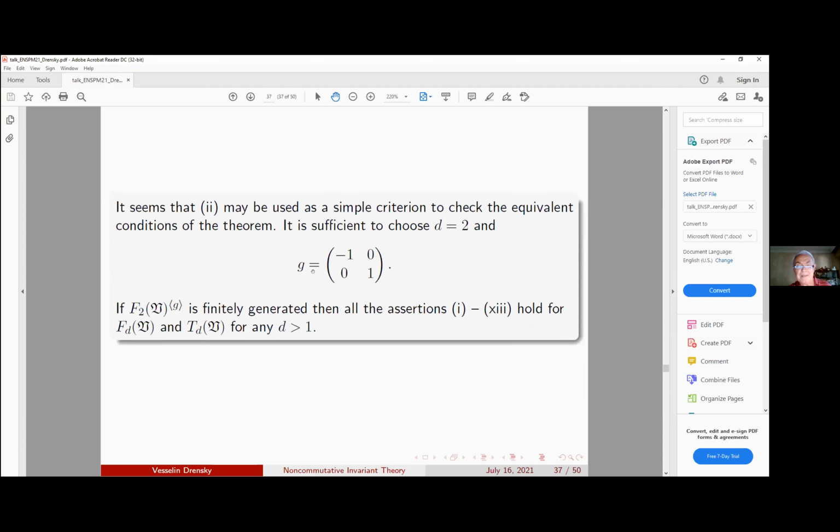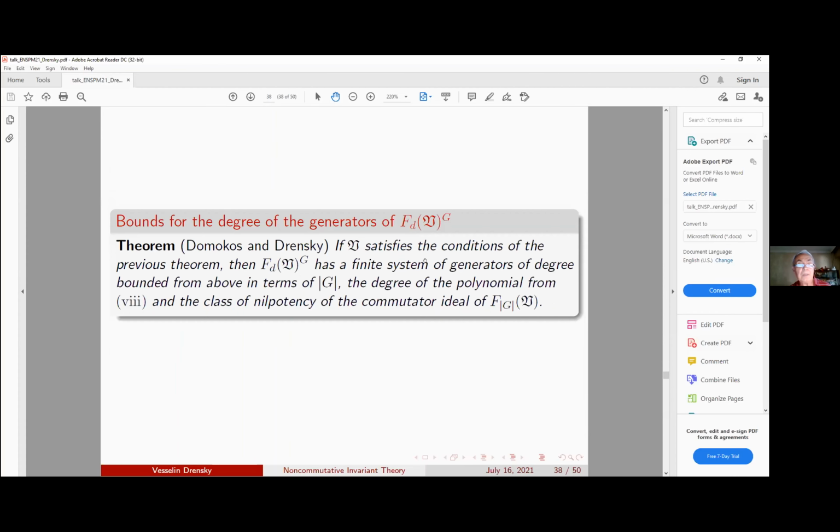You start with 2x2 matrices, and you consider this matrix, the diagonal matrix with -1, +1. And if the algebra of invariants of the variety in the two generated case is finitely generated, then it holds for all the elements. So this is maybe the simplest way to say this. And now there is a theorem about the degree of the generators. So this is more or less similar to the original case of Emmy Noether. In Noether's theorem, the algebra of invariants of a finite group has a set of generators which are bounded by the order of the group.